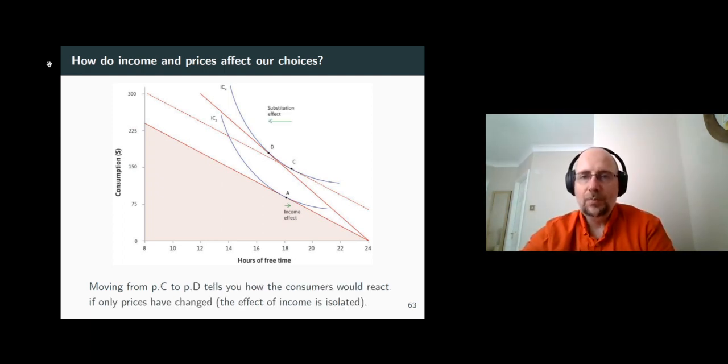So as moving from point C to point D happens on the same indifference curve, we know that the consumer is neither better off nor worse off. Then we say that her purchasing power did not change. Or her income, therefore, didn't change as well. But if that's the case, then the entire change of her behavior from point C to point D happened not because of her income, but because of the price change. This is what we call the substitution effect.